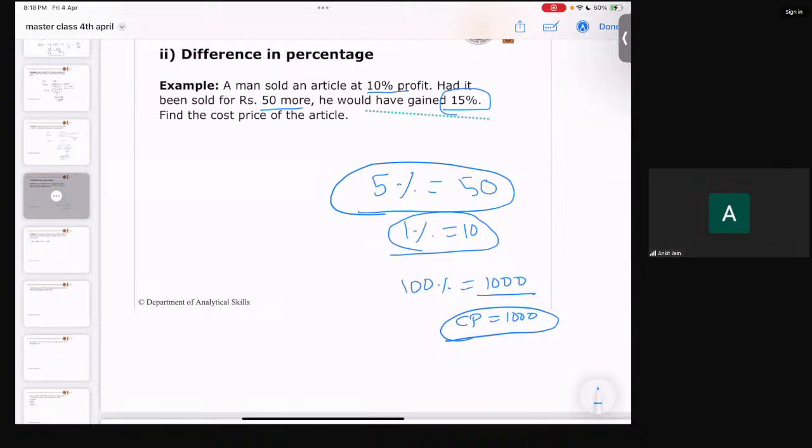No? 5% increase in cost price is equal to 50. So 1% is 10. 1% is 10 means 100% is 1000, which means the cost price is 1000, simple. For profit percent, the base is always the cost price. I hope it is clear to you all.